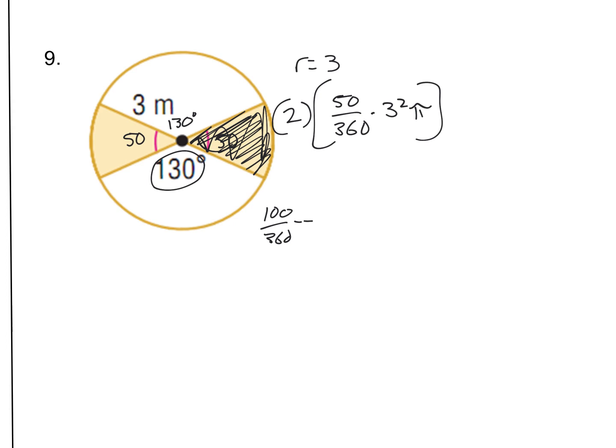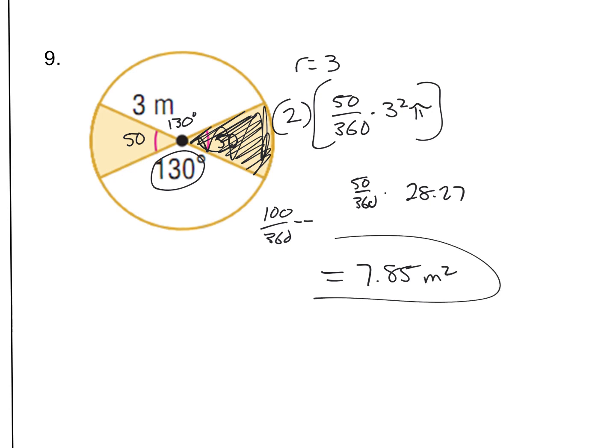So 9 times pi, when I do that, it's going to be 28.27 times 50 over 360 times 2. I get 7.85 meters squared. There's my answer.